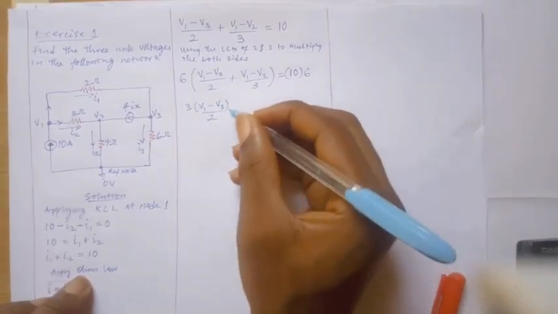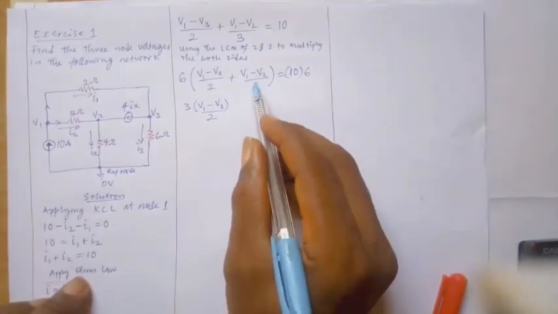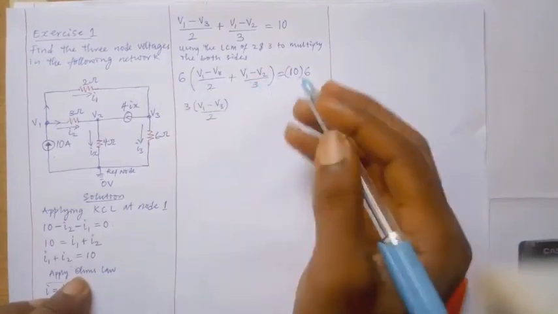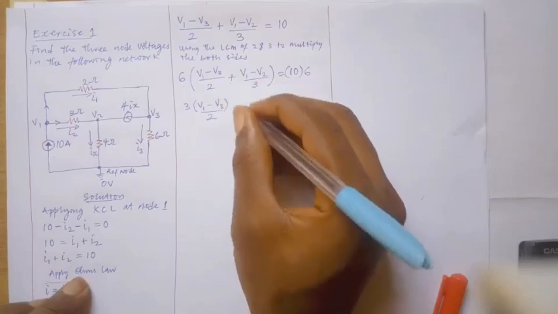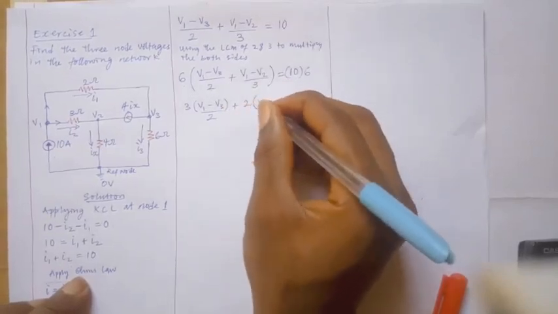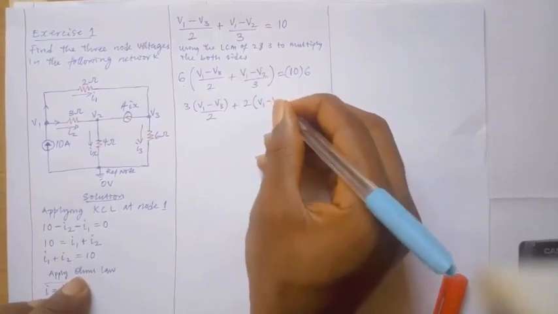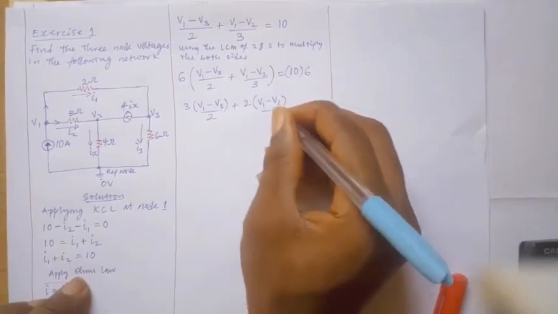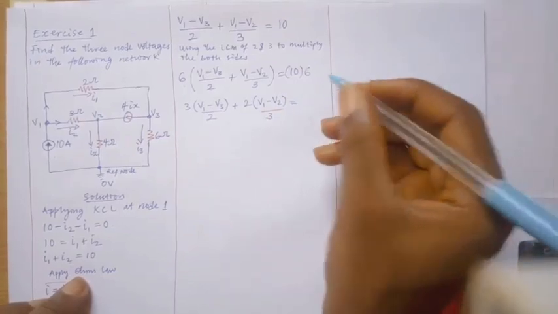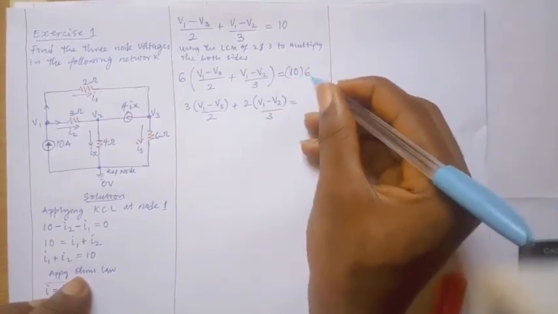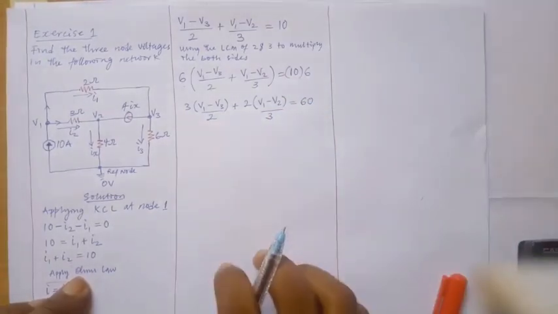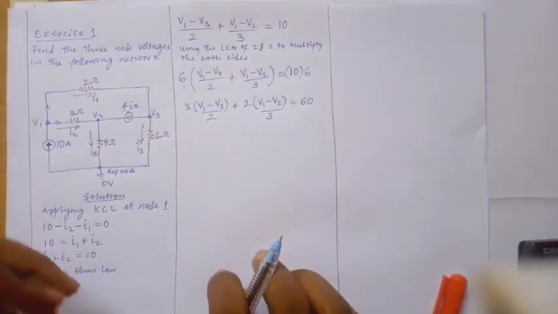You get that? Now let's come here again. 6 divided by 3 is what? 2. Thank you. Don't forget the sign, plus 2 into bracket V1 minus V2 over 3, equal to 10 times 6, which is what? 60. Thank you. 60.